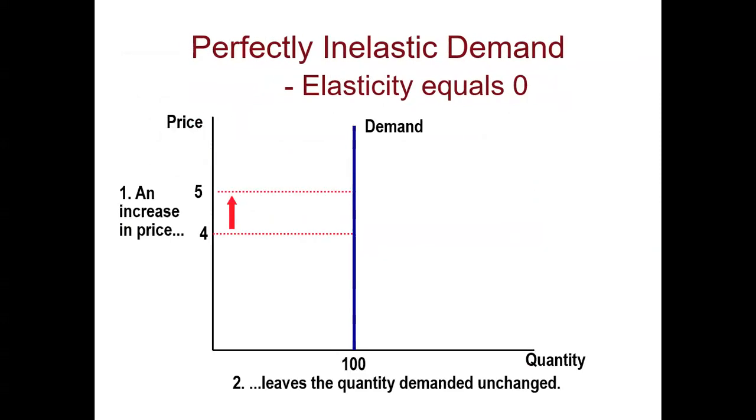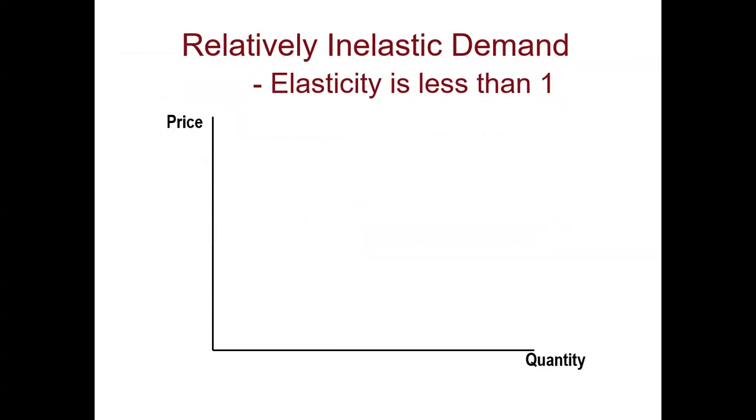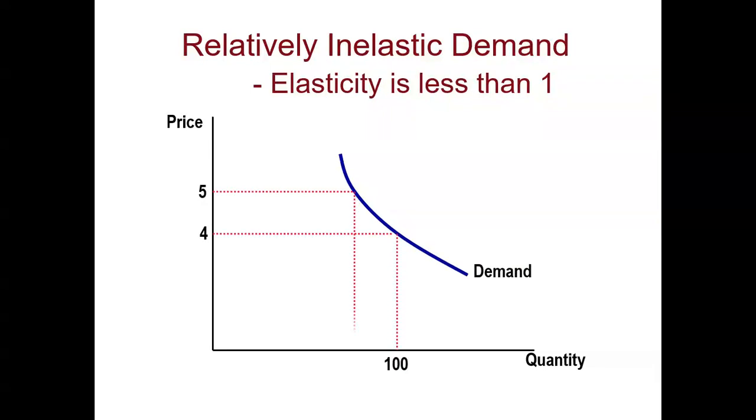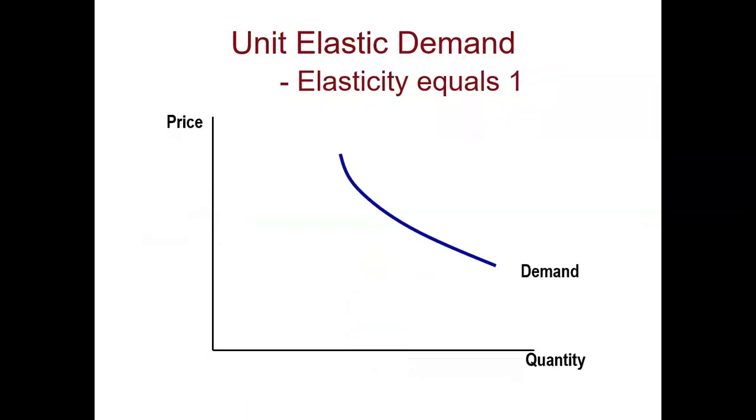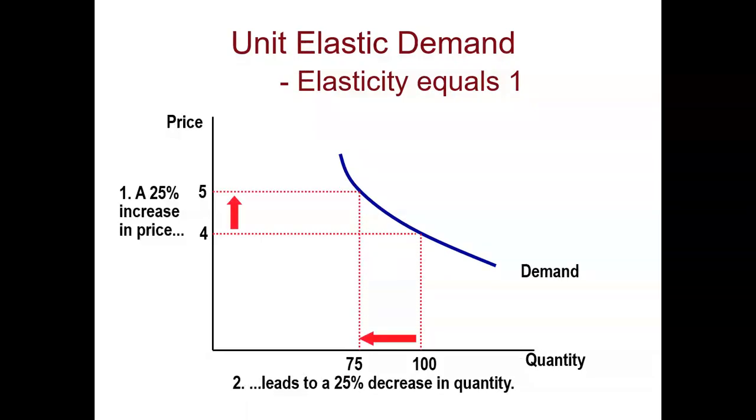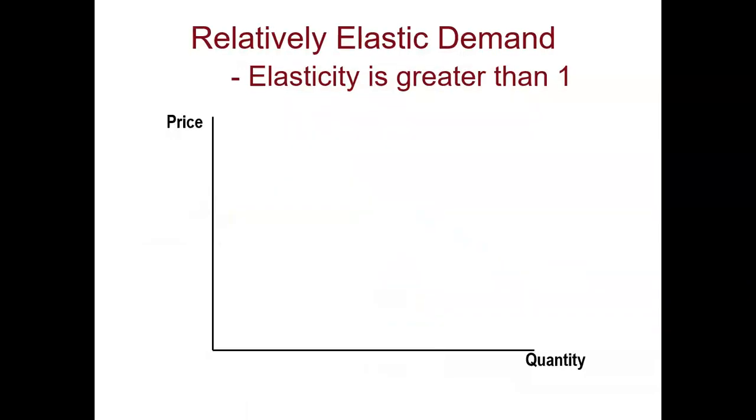The first one is elasticity equal to 0, perfectly inelastic demand. Even when the price is increased, the demand won't change. Then price elasticity less than 1, relatively inelastic. Here there is a 25% increase in the price, but only a 10% decrease in the quantity demanded. Elasticity is less than 1. Then elasticity equal to 1: here both are the same, 25% here and 25% here, so it equals 1, unitary.